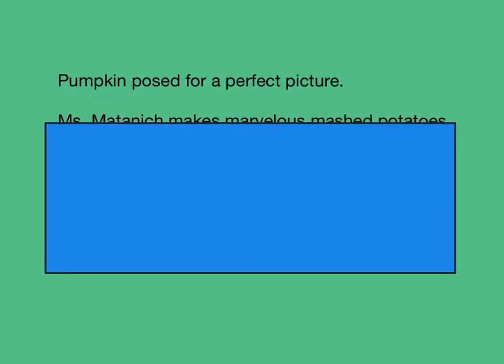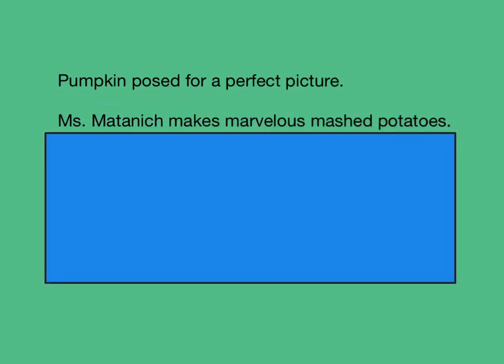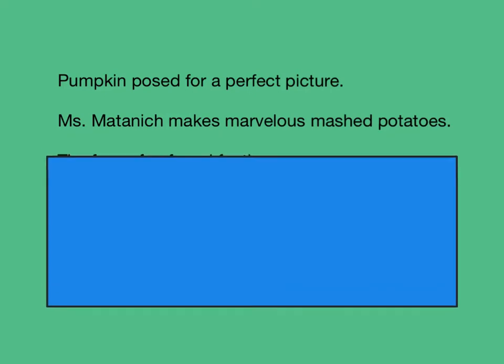Now I'm going to show you what fun you can have with alliteration. I'm going to show you 4 sentences that I wrote. The first one is, pumpkin posed for a perfect picture. Okay, and in that sentence, the alliteration is the letter P. The next one, Ms. Matnich makes marvelous mashed potatoes. The alliteration in this sentence is the letter M, or the sound.